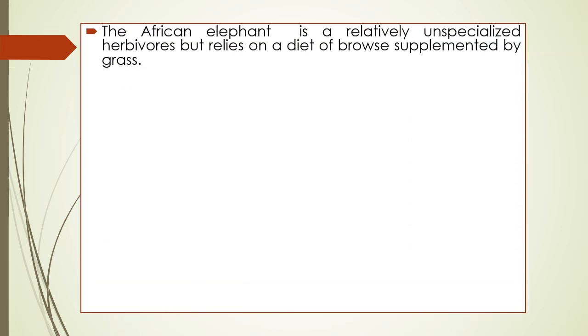The African elephant is a relatively unspecialized herbivore, but relies on a diet of browse supplemented by grass. That means it is a browser, mostly feeding on tree saplings, tree twigs, roots, shrubs, etc. as primary food, and their secondary food is grass. In the case of the Asian elephant, they are primarily grazers.